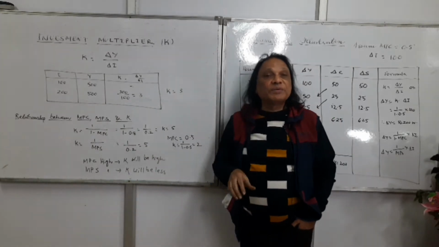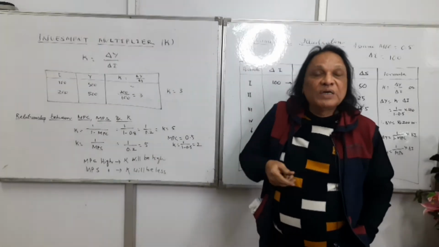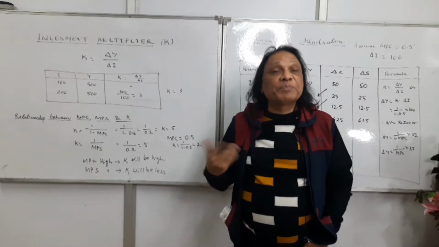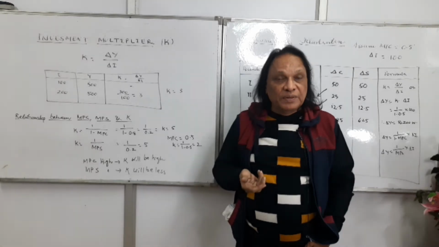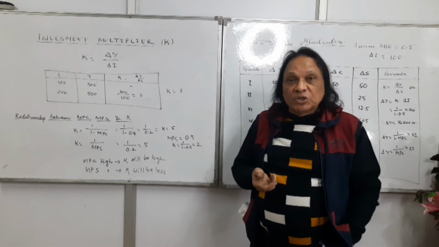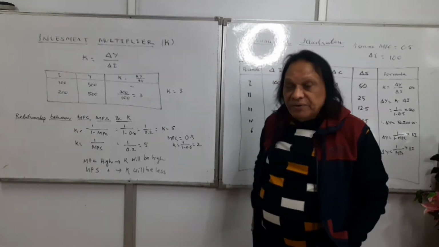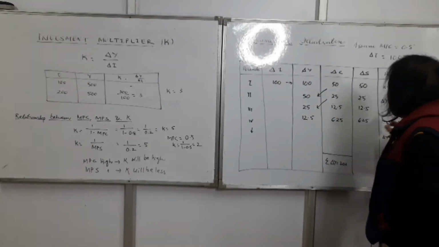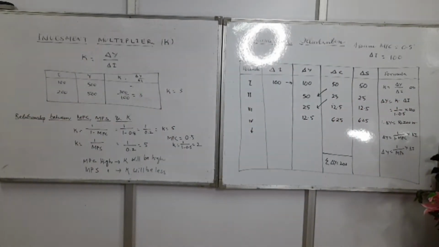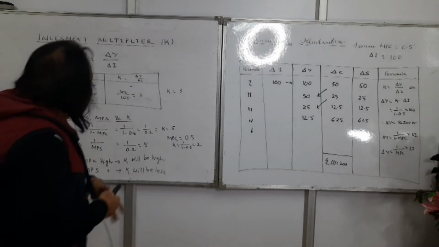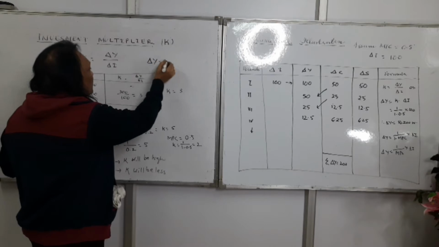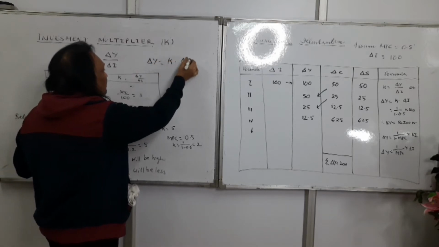To put it in simple words, whenever we invest 1 rupee in the economy, the national income of the people will go up by 3 times. That's K is delta Y upon delta I. So we can write the same formula as delta Y is equal to K times delta I.